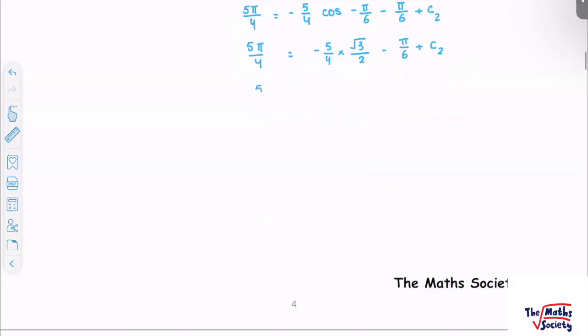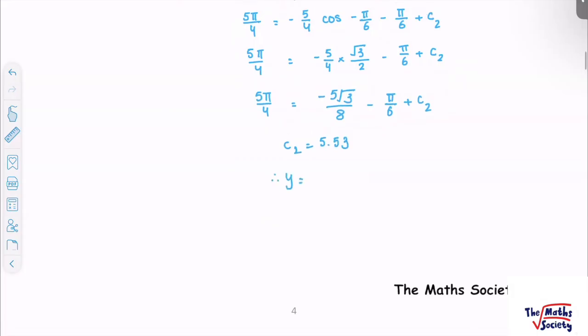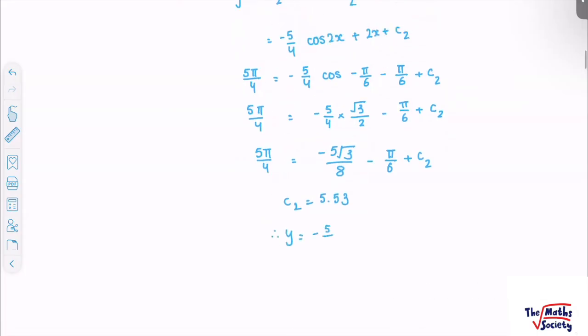So then you have 5 pi by 4 equals minus 5 root 3 by 8 minus pi by 6 plus c2. And then you're just going to find c2, just minus, plus, I'm sorry, c2 is going to equal 5.53. And therefore you get a y equation. So y is equal to, we have minus 5 by 4 cos 2x, right? Plus 2x. And now you'll get the c2, which is 5.53. And that is your equation.